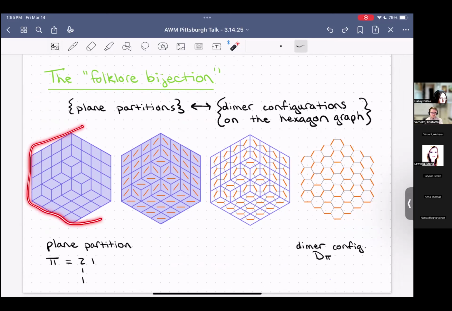We think about our plane partition as a stack of boxes in the corner of the room. Here's a little example. We've got 2 boxes here, one here, one here, and one here. Then I'm going to draw a line corresponding to each of the different tiles, corresponding to the box faces and the walls. If I connect up all of the endpoints here, there's a hexagon graph in the background. Then I get rid of the outline for all of the boxes, and what I'm left with is a dimer configuration on the hexagon graph, where the edges I've chosen come from these orange ones here.